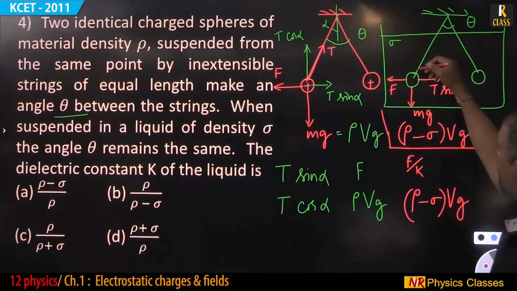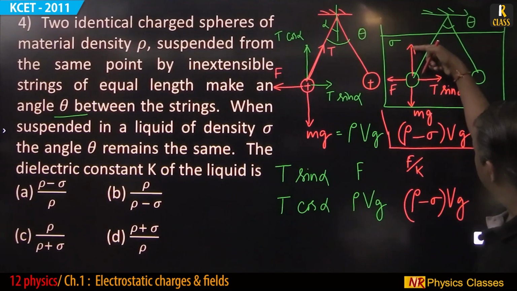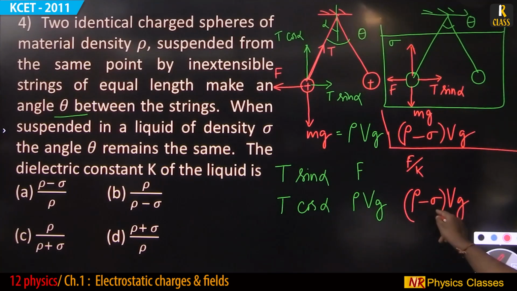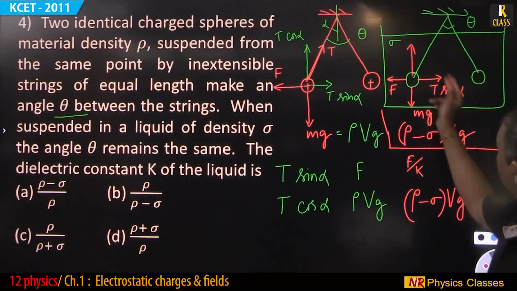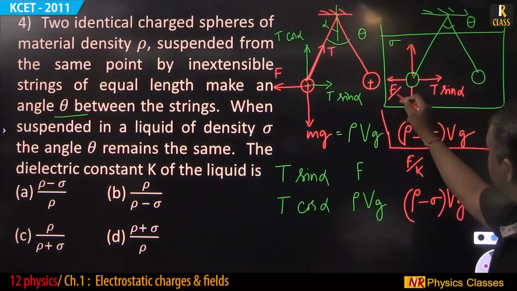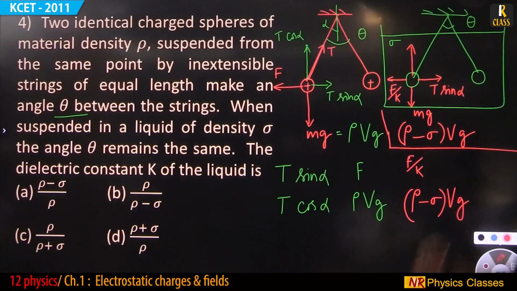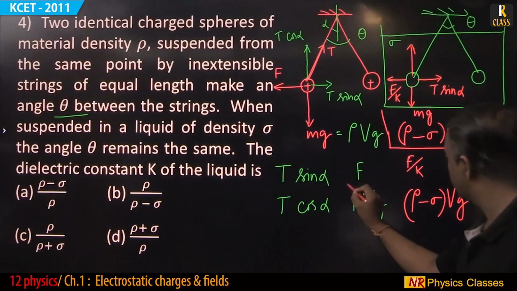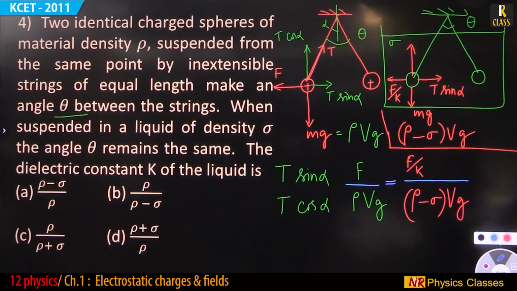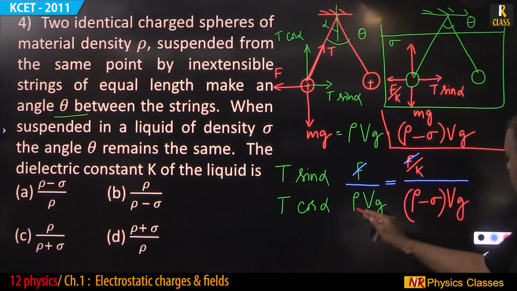See, T cos alpha is equal to mg, T cos alpha equal to weight. T sin alpha equal to force. In this case, force by dielectric constant. Now, divide one by the other. Divide this by this equals force by rho Vg.